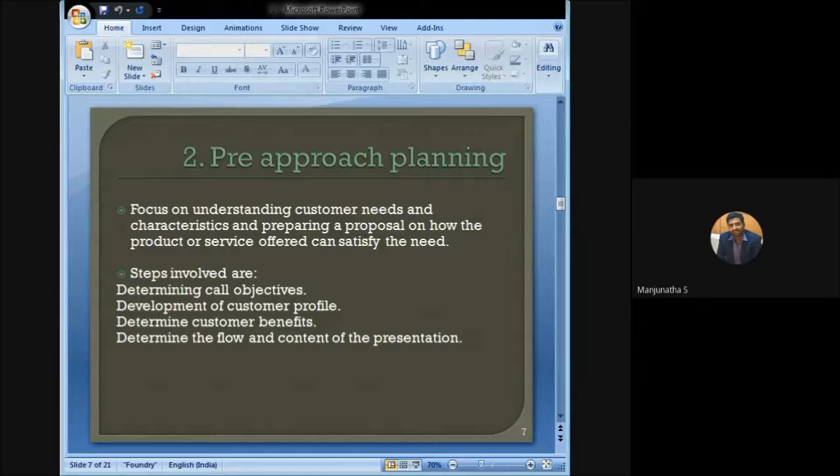In pre-approach, there are some steps involved. Determining call objectives: we need to determine the call objectives, or what they are expecting. Develop the customer profile. It may be basic details, demographic details, like their name, their age, their address, their contact number. Some profile needs to be created. Then determine the customer benefits also. We have to find out what benefits the customer may gain after the product purchase. Then determine the flow and content of the presentation, how we can elaborate the product presentation for them, and we can understand the customers better when we have their profile.